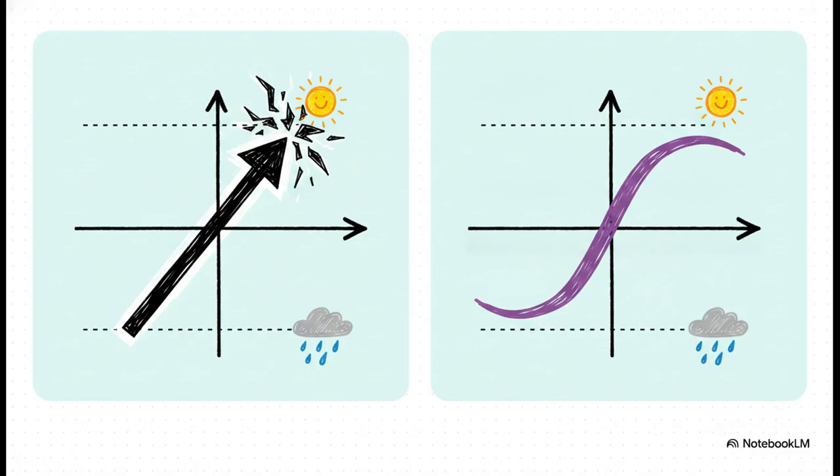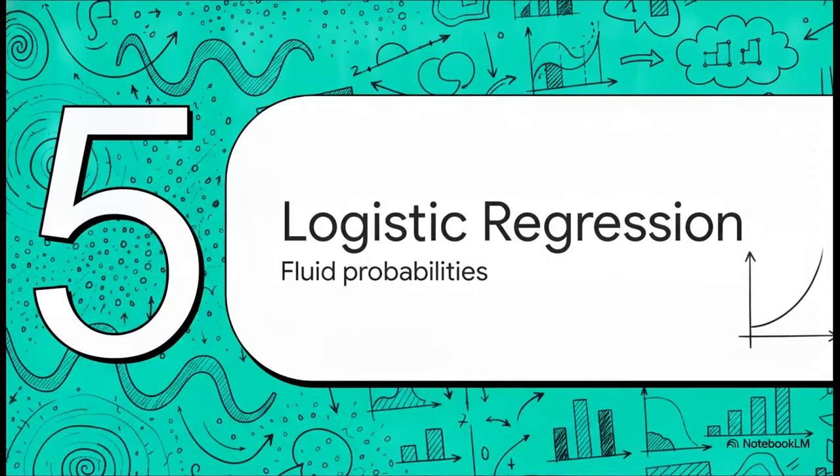This is where logistic regression swoops in to save the day. Instead of a straight, unbounded line, logistic regression fits a beautifully bounded S-shaped curve to the data, ensuring that every single prediction stays strictly between 0 and 1. And that brings us perfectly to Section 5, the power of logistic regression.